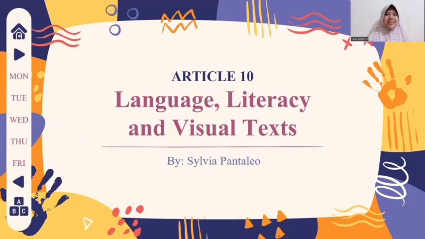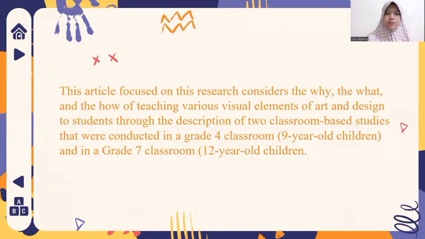Okay, the last is Article 10, Language Literacy and Visual Tasks. This article focuses on research that considered the why, the what, and the how of teaching various visual elements of art and design to students through the description of two classroom-based studies that were conducted in a grade 4 classroom, with 9-year-old children, and in a grade 7 classroom, with 12-year-old children.